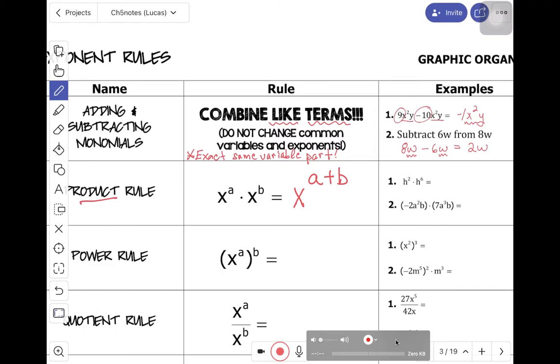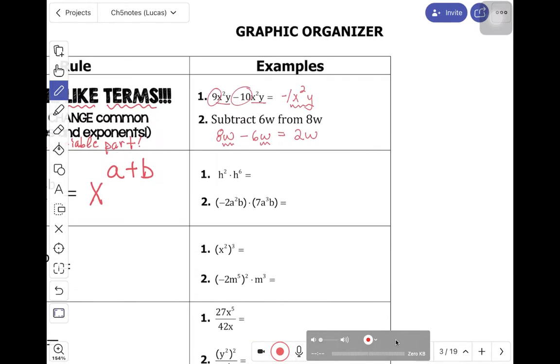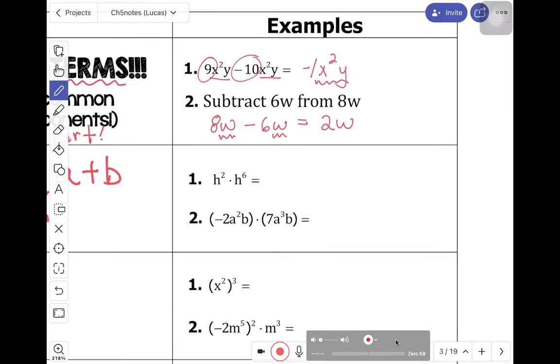So for instance, over here in number 1, if I have h squared times h to the 6th, well, we could write that as h times h times h times h times h times h times h times h, and we'd have 8 h's staring at us, but who wants to write all that, right? So we're going to just go ahead and use our product property and find the sum of 2 and 6. H raised to the 2 plus 6 power is the same thing as h to the 8th.